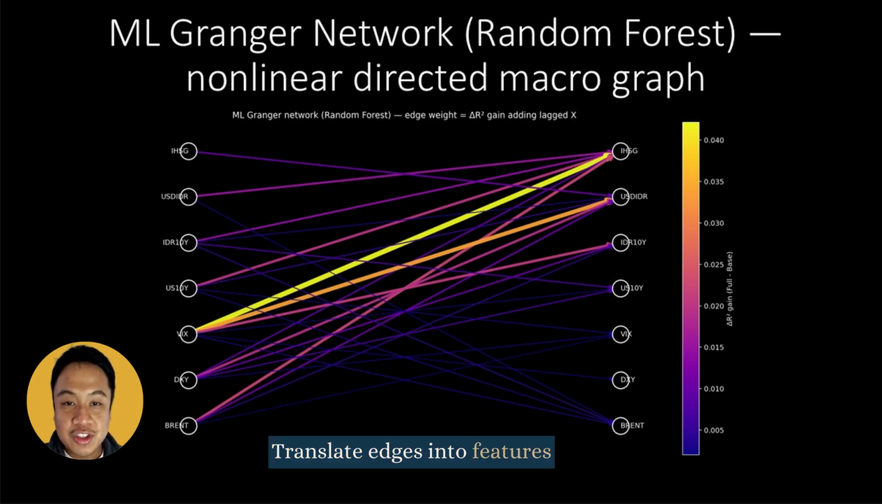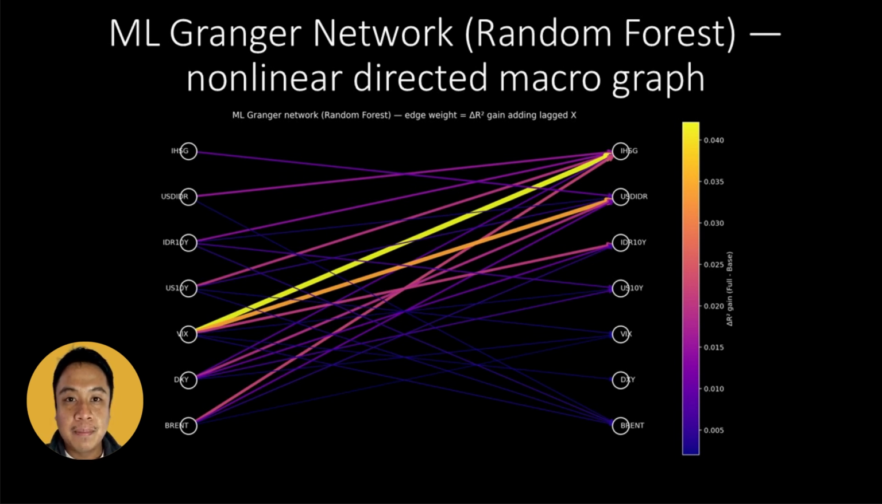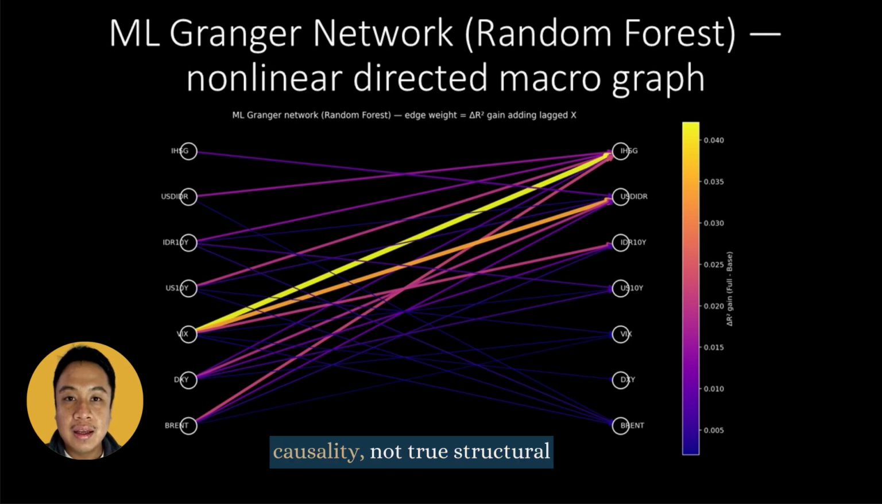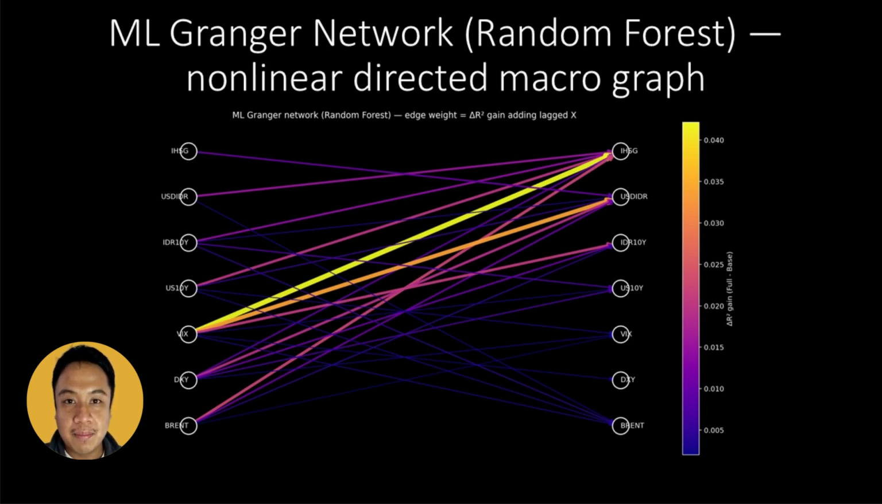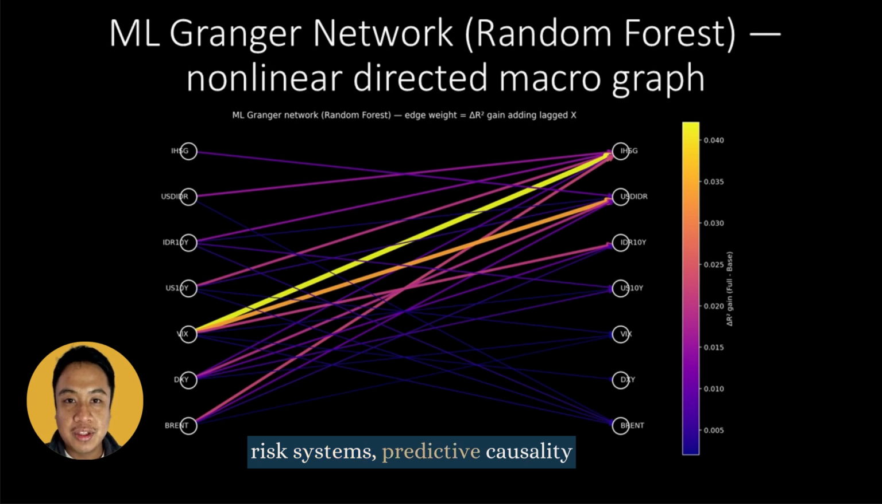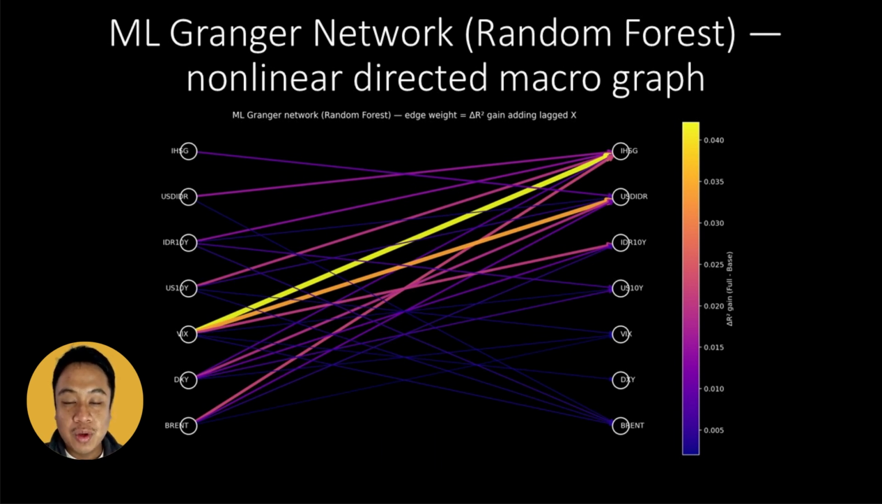Translate edges into features and rules. Not "buy because arrow exists," but use the strongest edges as feature candidates. Then validate stability in rolling windows and evaluate trading performance under transaction costs. One more honesty line. This is still predictive causality, not true structural causality. But for trading and risk systems, predictive causality is exactly what we want.